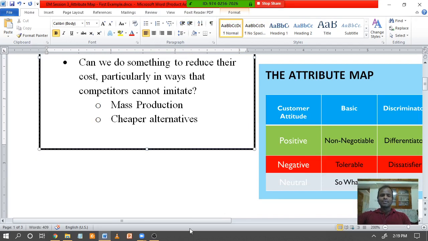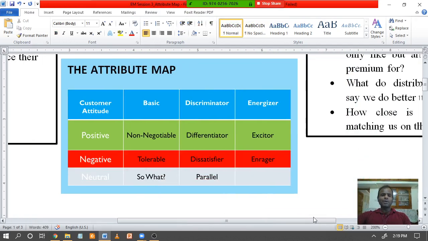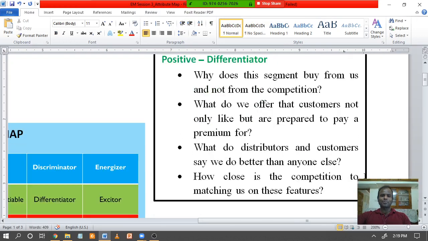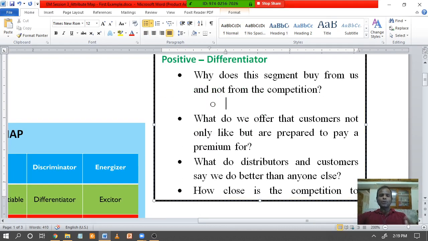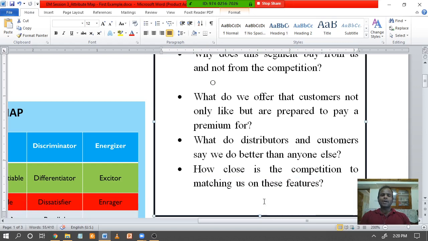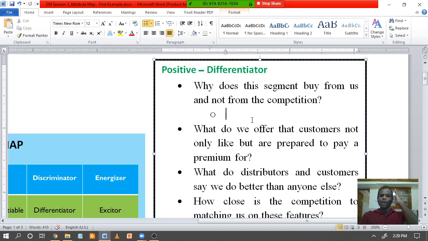Let's quickly move on to positive but differentiator. Now you have to ask these questions. Why does this segment buy from us and not from the competition? What do we offer that customers not only like but are prepared to pay a premium for? What do distributors and customers say we do better than anyone else? How close is the competition to matching us on these features?